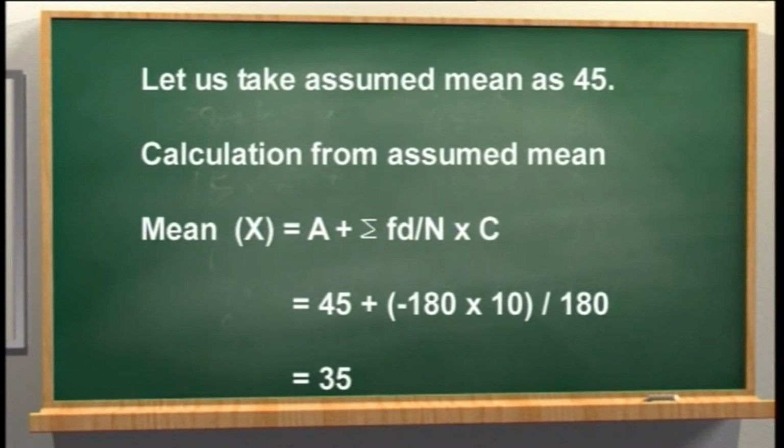So, substituting these values in the formula, we would calculate the mean. Mean is equal to assumed mean plus sigma FD divided by n into C, where C is the class interval. So, the values would be like this: 45 plus within brackets minus 180 into 10 divided by 180, and the mean for this distribution is 35.